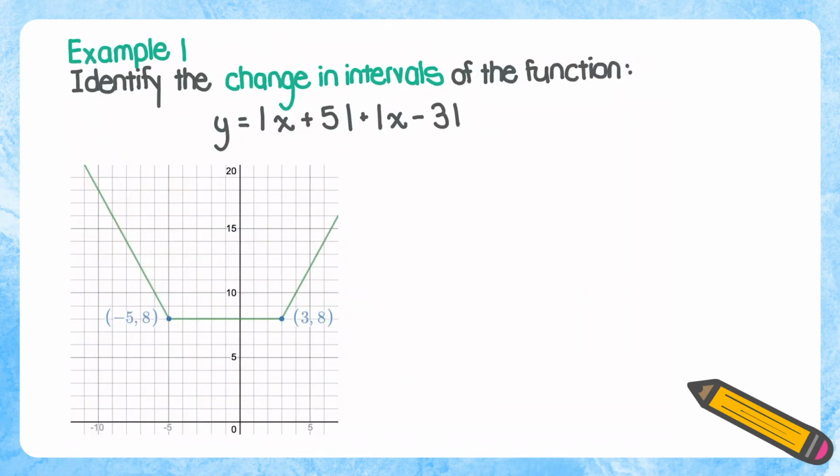So for our first example, let's identify the change in intervals of this function. Y equals the absolute value of x plus 5 plus the absolute value of x minus 3. Again, you're not expected to know how to sketch this, so you can graph it on Desmos like I did and get the following graph. So what do you notice about this graph? When is it decreasing? When is it increasing? And at what interval is the graph staying constant? Let's write it out piece by piece.